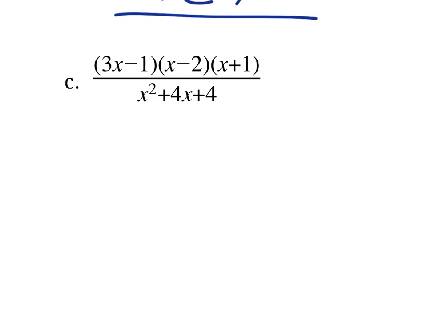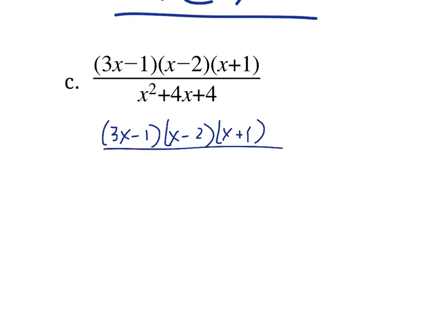So going to example C here. First of all, let's find any discontinuities. The denominator can be rewritten as 3x minus 1, x minus 2, x plus 1. It's already factored for us in the numerator, so we don't need to worry about that. The denominator can be factored as a perfect square, right? So it's going to be x plus 2 squared.